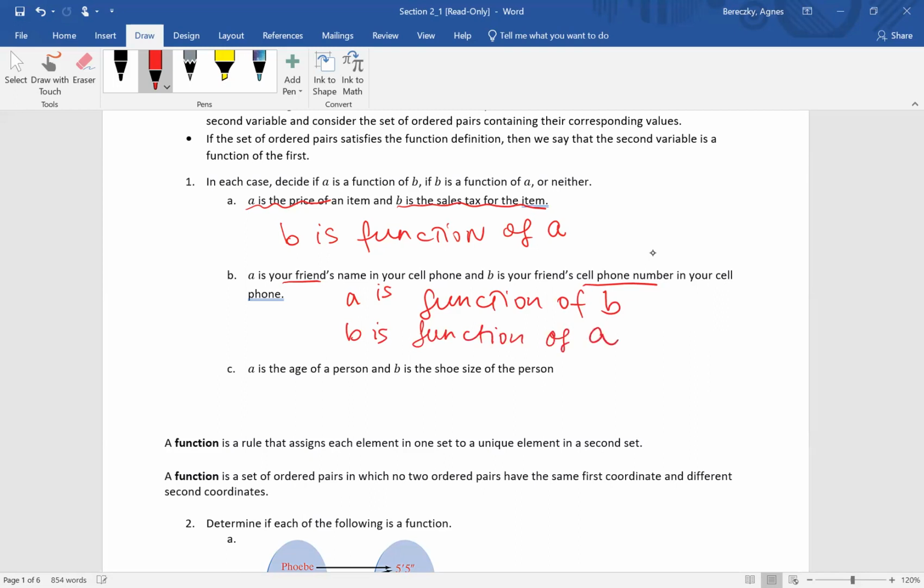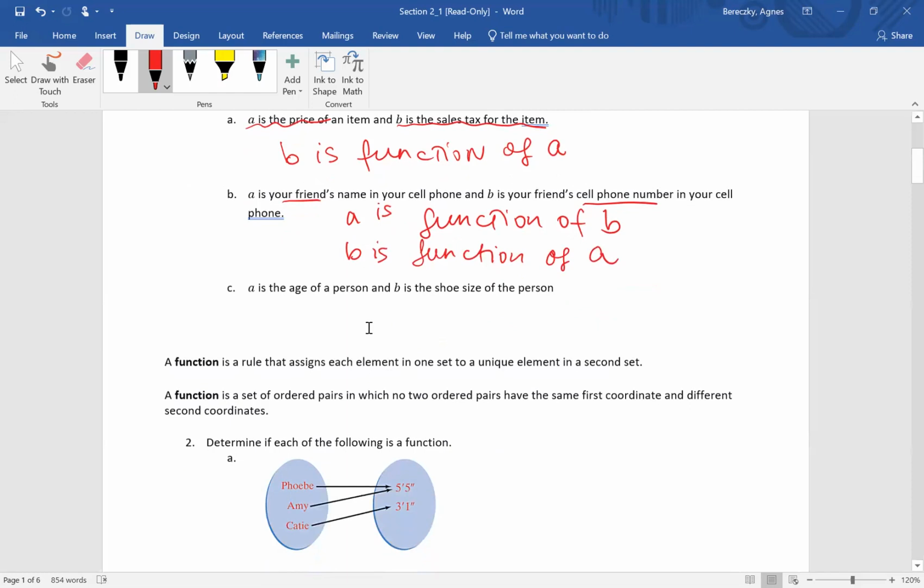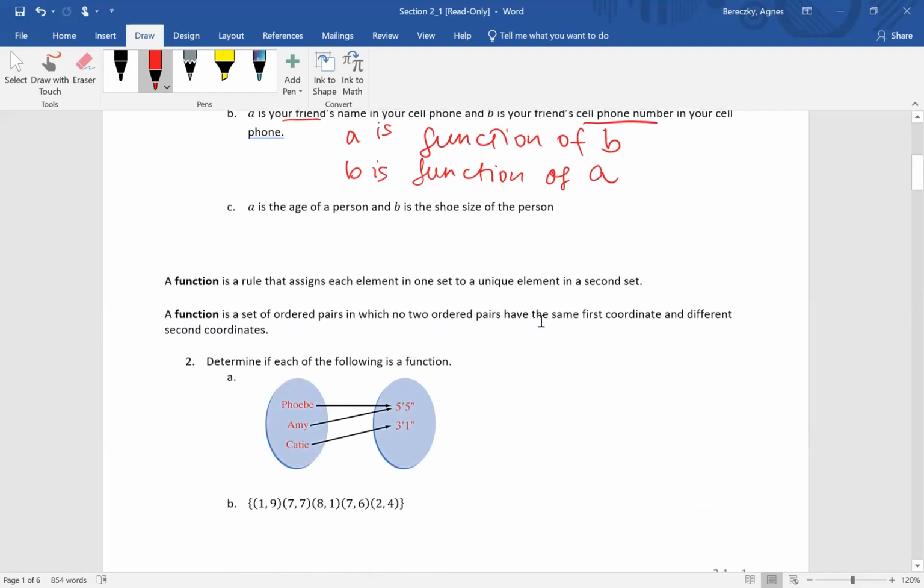The last example, A is the age of a person and B is the shoe size of a person. We can have a lot of different ages with the same shoe size, and the shoe size can belong to more than one age group. So this will be neither. These are not functions of each other.